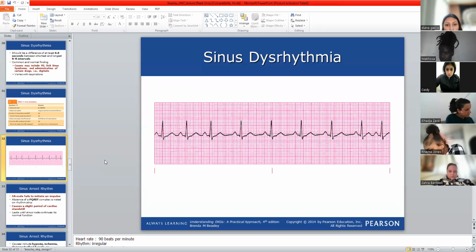The heart rate is 90. Very good. It's a regular rhythm. It's not constant, so some are short and bigger. Very good. There's a P wave before each QRS and it's upright. Perfect.